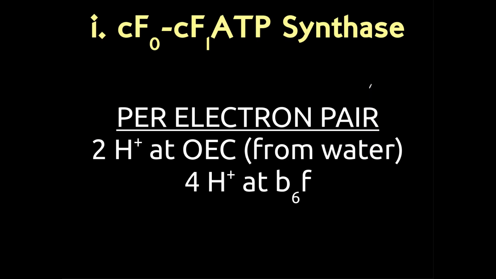So per electron pair that was donated from water, we had 2 protons that were created at the oxygen evolving complex. That, remember, is from water. We took those essentially directly from water. And then we had 4 protons that were pumped at the cytochrome B6F.